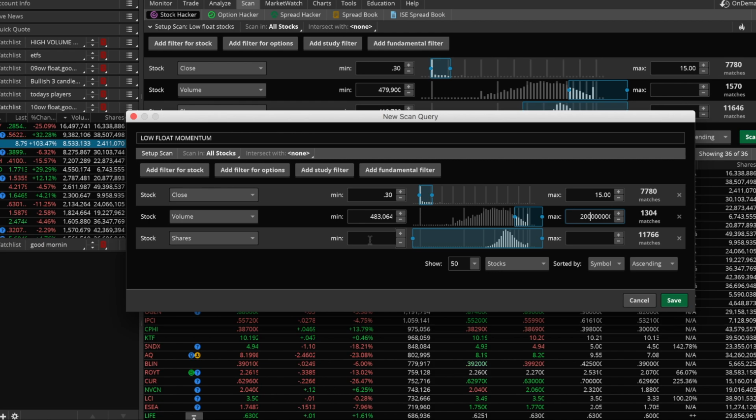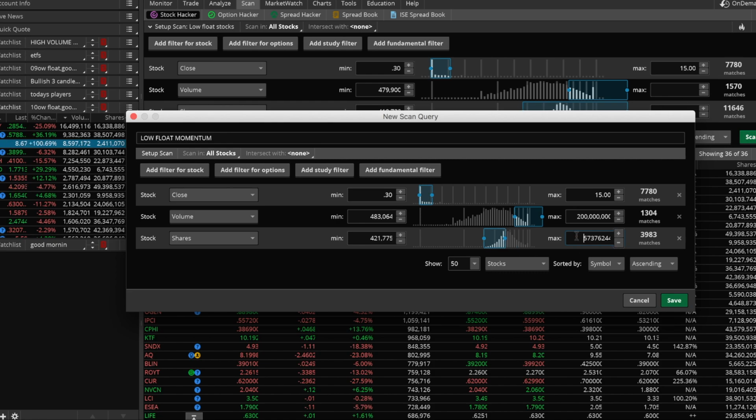For the number of shares, we're also going to do 500,000 for the minimum. For the maximum, we will cap this one because we want to keep it only to the low float stocks. We're going to do 50 million for this one. Is this 50 million? 57? Let's just keep it at this 57.